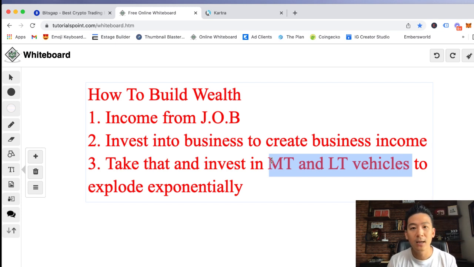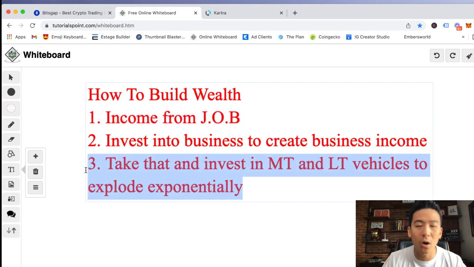Another vehicle might be ETFs or funds, mutual funds, right? Or another vehicle might be real estate, okay? So what you don't want to do is you don't want to go from step 1 to step 3 because you lock up all your money.